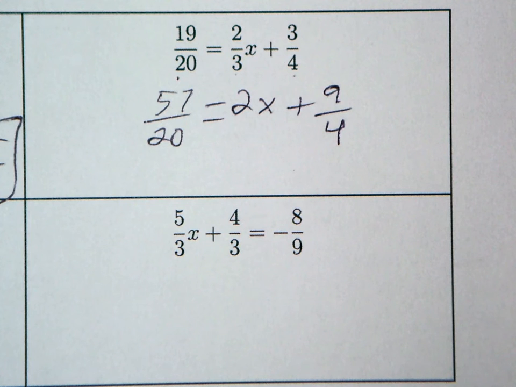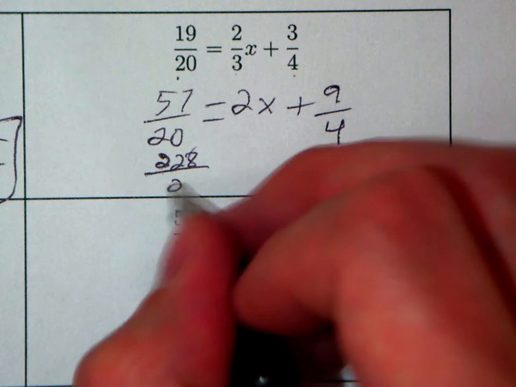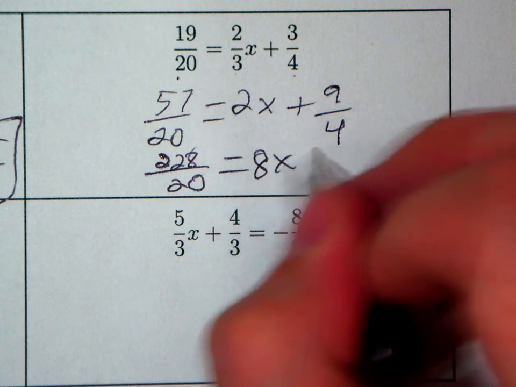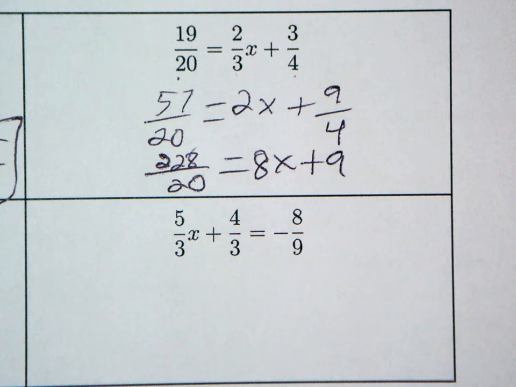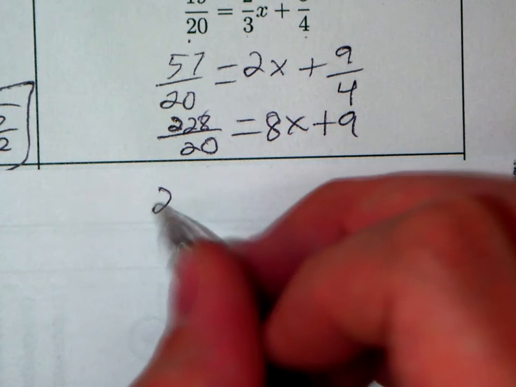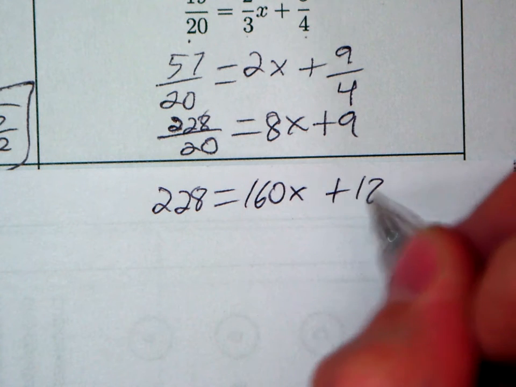The next thing I could do is multiply by 4 to cancel out the fourths. So this gives me 228 divided by 20 is equal to 8x plus 9. And if I wanted to, the final thing I could do is multiply by 20 to cancel these out. So if I do so, I'm left with 228 on the left, 160x, and 180.